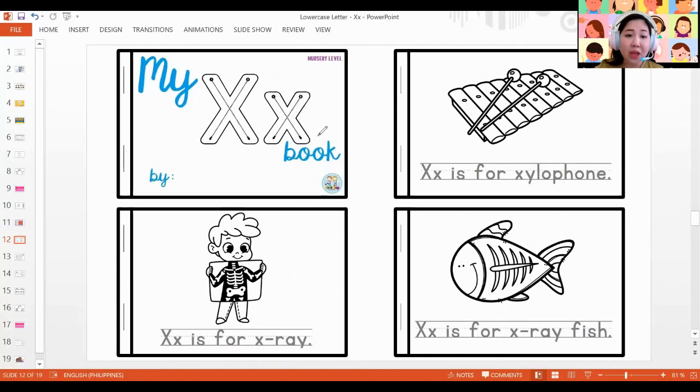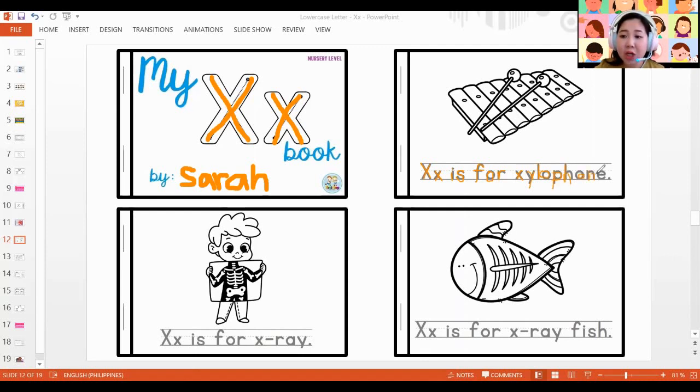So let's start with tracing our capital letter X and then our lowercase letter x. And let's also not forget we have to trace or write our name, just like what teacher Sarah is doing here. So let's start with this one. We have X is for, what's the name of this musical instrument again? This is called a xylophone. Very nice. X is for xylophone.